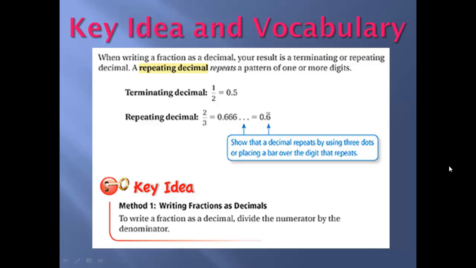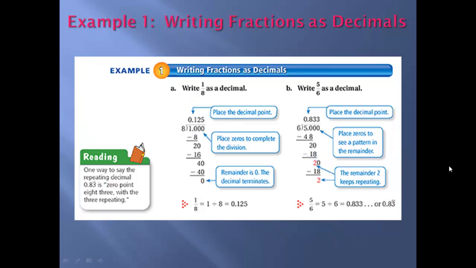Now for our key idea. For method 1, we're writing fractions as decimals. To write a fraction as a decimal, divide the numerator by the denominator. For our first example, we're going to write 1/8 as a decimal. This would be 1 divided by 8.